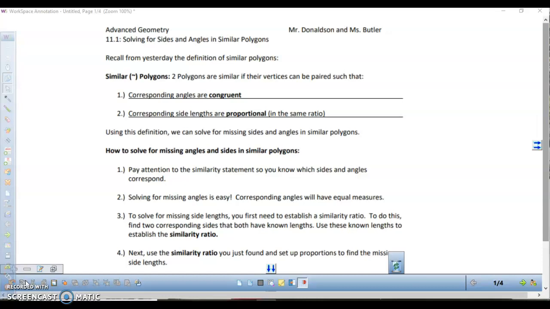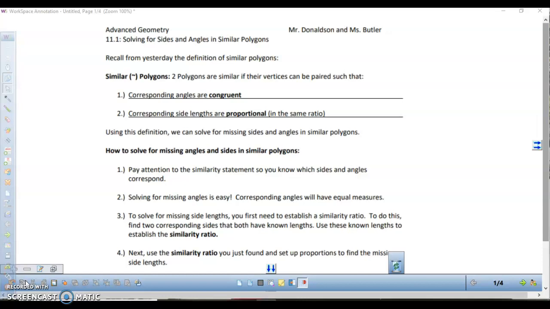So recall from yesterday, the definition of similar polygons states two things. One, that the corresponding angles are congruent, and two, that the corresponding side lengths are proportional. And again, proportional means in the same ratio or same fraction. So using this definition, we can solve for missing sides and angles in similar polygons. And here's how we're going to do it.